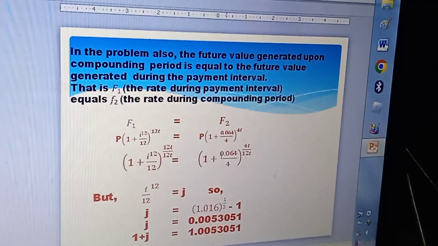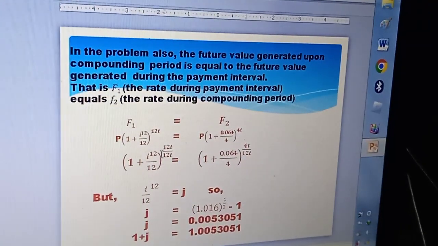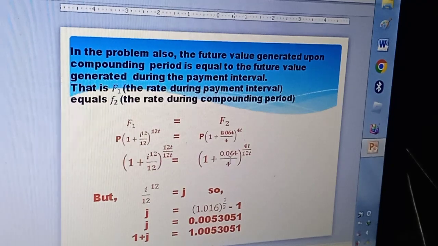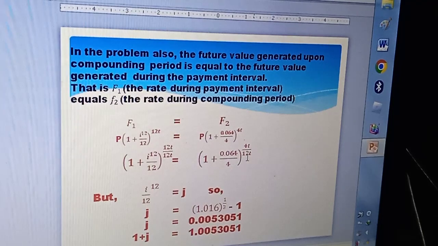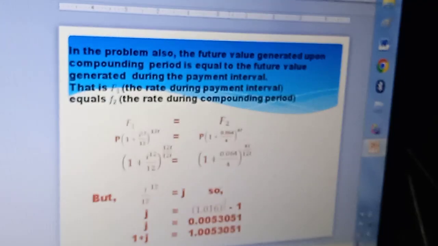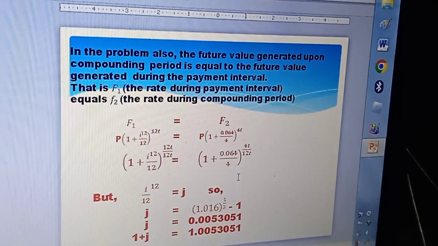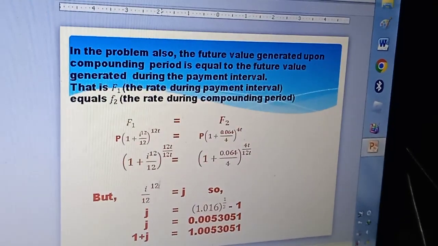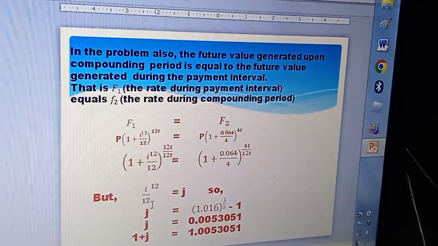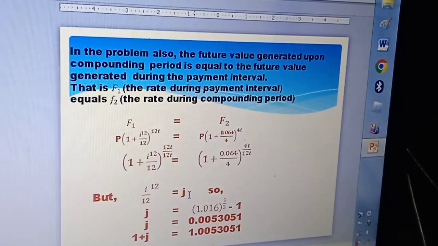We'll convert the rate into that. Since 12t divided by 12t is already cancelled, this 40 over 12t is equal to 1/3. So here we have I12 over 12 is equal to J.